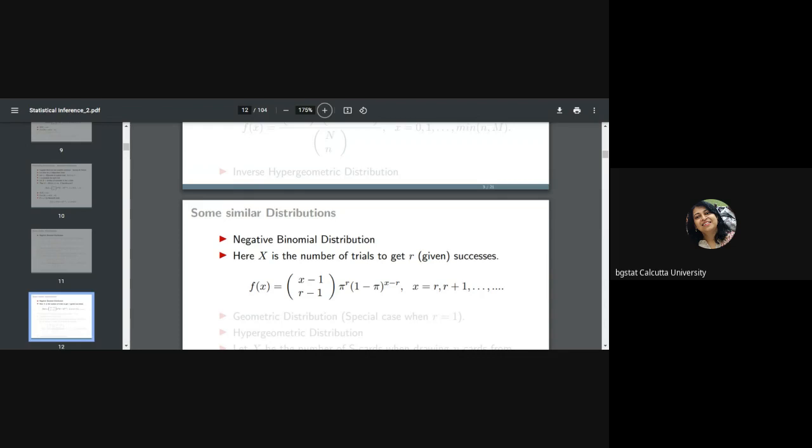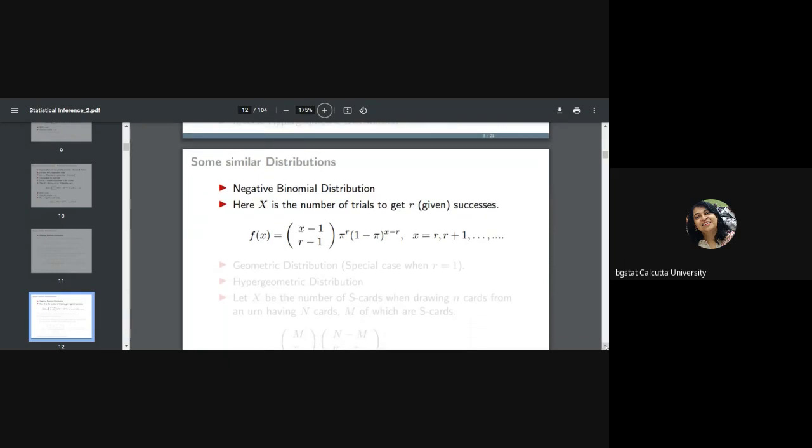So the difference between the binomial distribution and the negative binomial distribution is that for the binomial distribution, we fix the number of trials and we observe the number of successes. For the negative binomial distribution, we fix the number of successes which we want to observe, and we see how many trials it takes to observe that many successes. The probability mass function is given here. It's very similar to the binomial distribution and not really that difficult to derive. So it's not necessary for you to derive it.